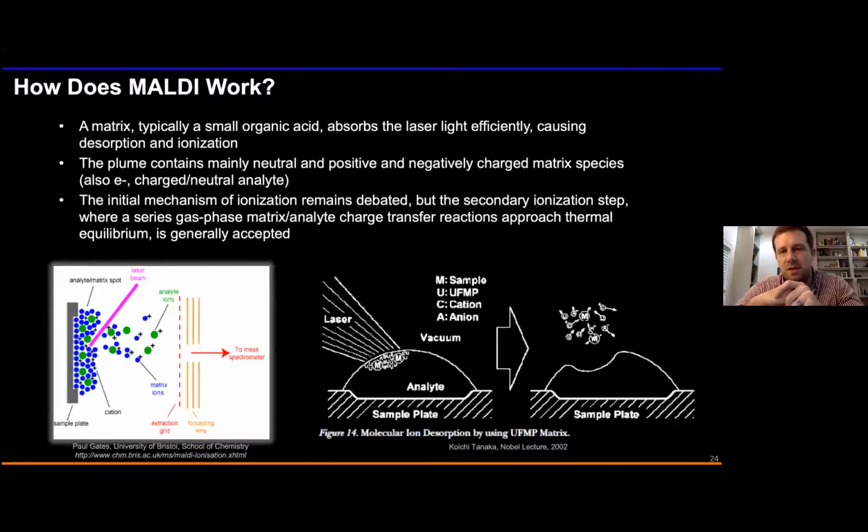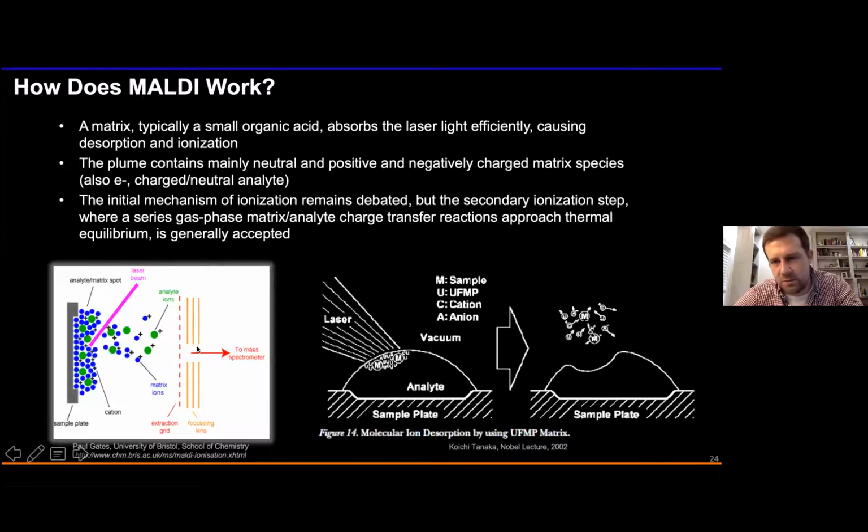And that's important because then your analyte isn't directly absorbing the laser energy, which could be damaging to that analyte. It could cause it to fragment. So the matrix is acting like an energy buffer here. And this initial mechanism remains a little bit debated.